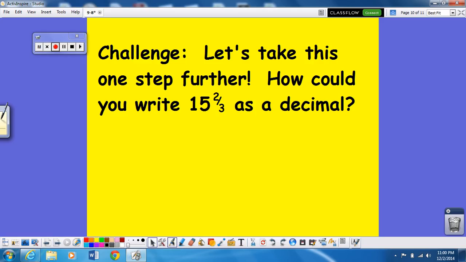Now, I do want to challenge you today as we think about moving further into our knowledge of fractions and decimals. How can I write 15 2/3 as a decimal? Now, don't freak out. Your 15 isn't going to change. 15, and I just need to figure out what this fraction 2/3 is as a decimal. So I'm going to say 2 divided by 3. Okay? So I'm going to draw my house. 2 divided by 3. Add my decimal and a couple of zeros.